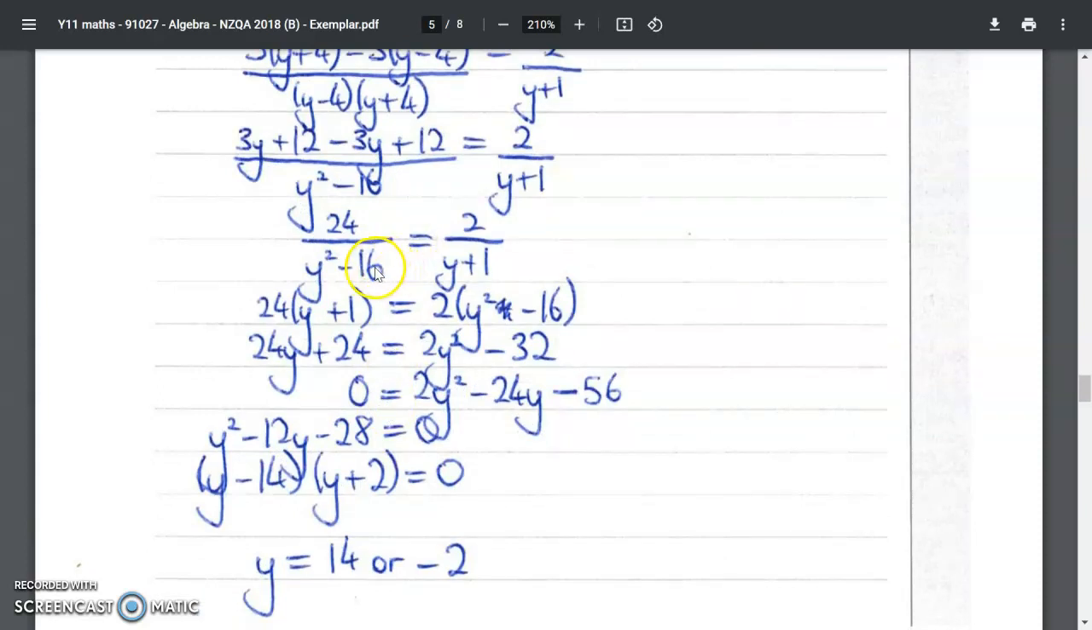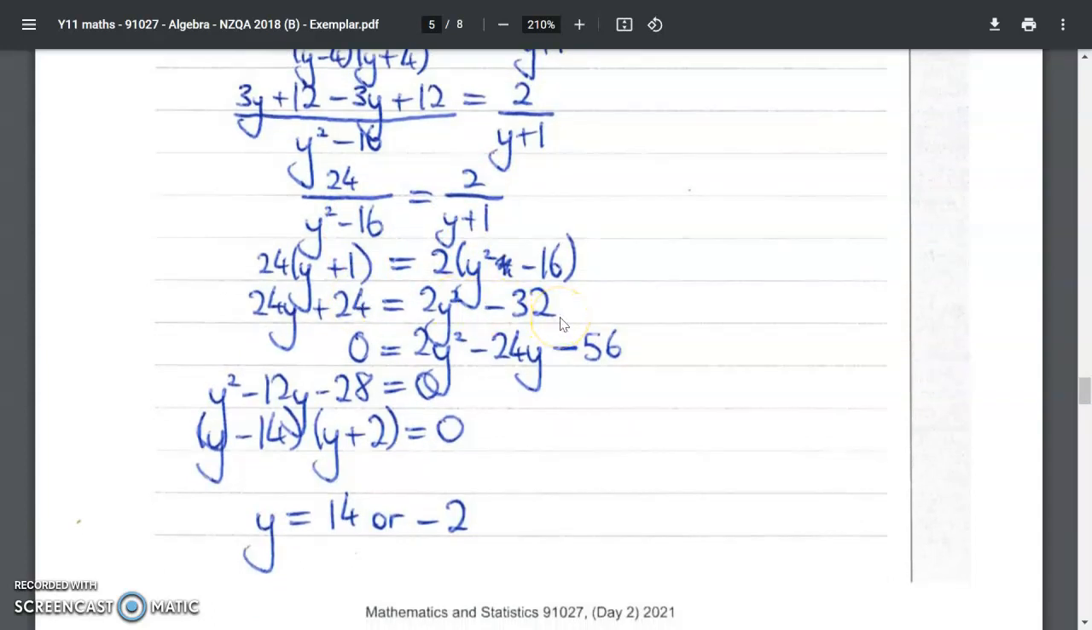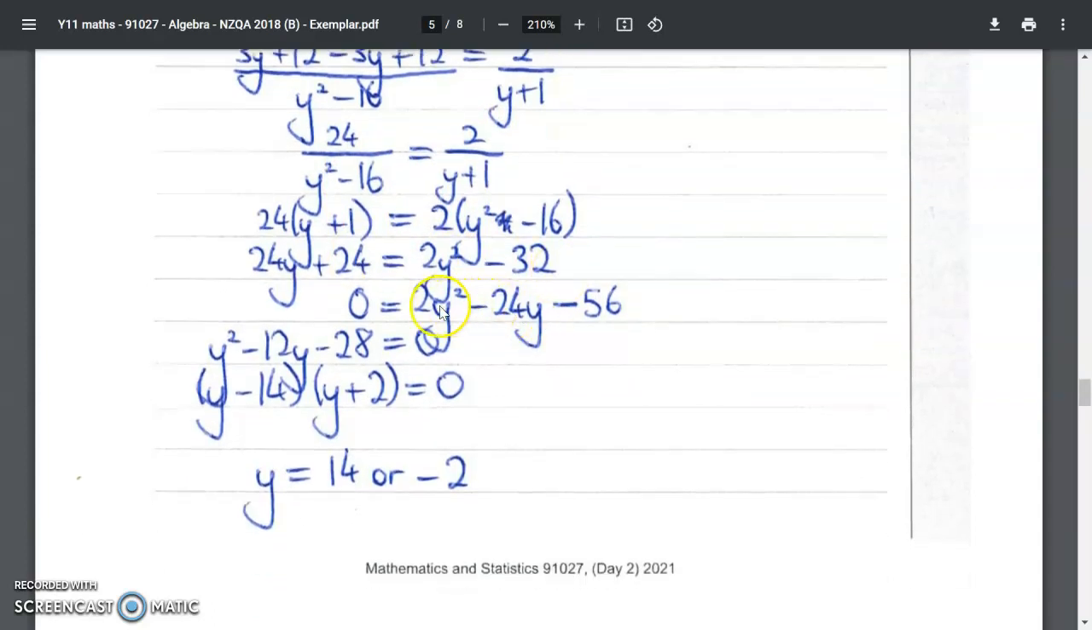Then we can cross multiply on both sides of equals, so multiplying both sides by y plus 1, multiplying both sides by y squared minus 16. Then expanding the brackets, we get the next line. Getting everything on to the right hand side, we get this. Dividing both sides by 2, we get this. Factorizing, we get this. And then our solutions are 14 or negative 2.